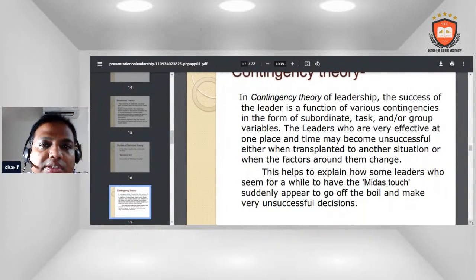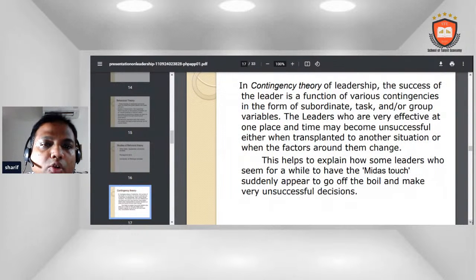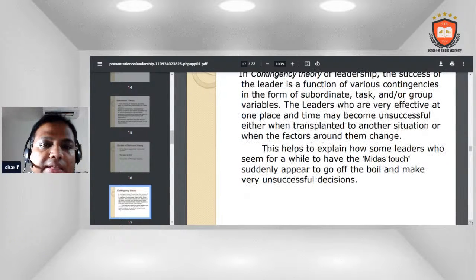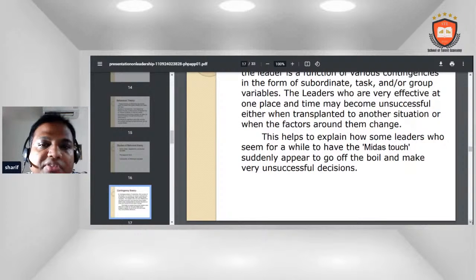Contingency theory. In the contingency theory of leadership, the success of the leader is a function of various contingencies in the form of subordinate, task, and or group variables. A leader who is very effective at one place and time may become unsuccessful either when transplanted to another situation or when the factors around them change.